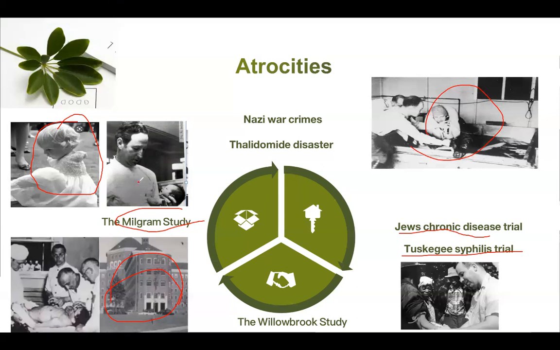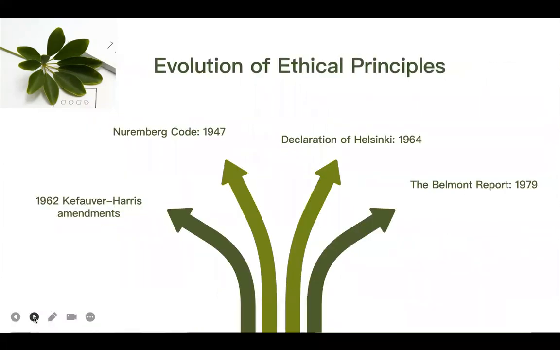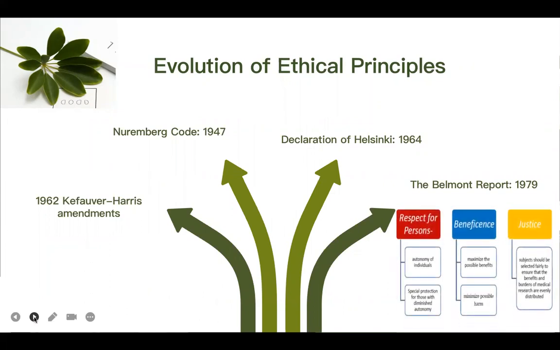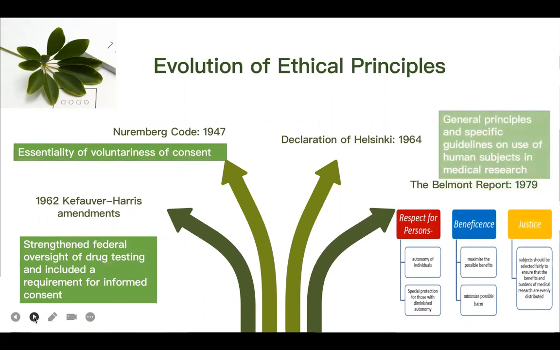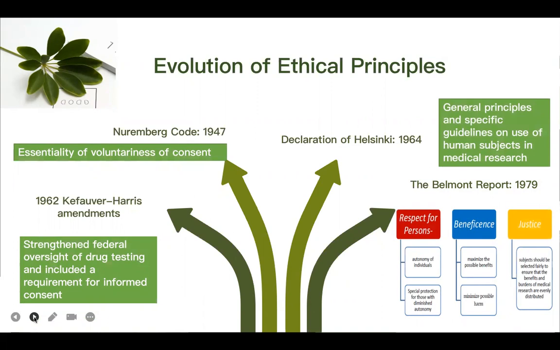But we also need to acknowledge the contribution of this great physician, William McBride, who reported for the first time this type of abnormalities among the children. And he was the first to relate thalidomide intake and phocomelia. So we also need to acknowledge this great man. After the Nazi crimes, we had the Nuremberg Court in 1947, and this clearly mentioned the essentiality of the voluntariness of consent. The Declaration of Helsinki in 1964 guided us about the general principles and specific guidelines on use of any research product on human subjects.